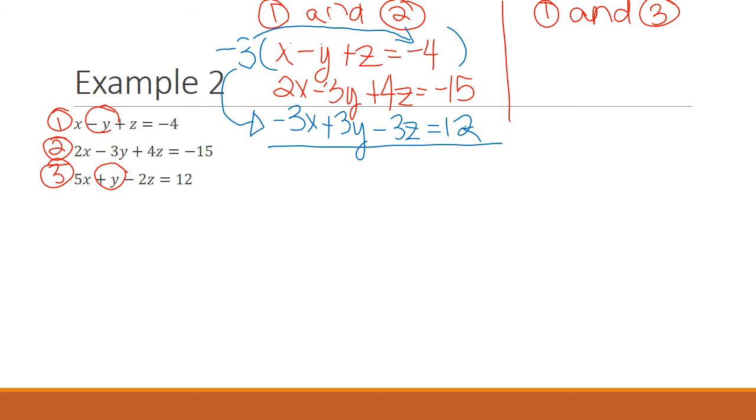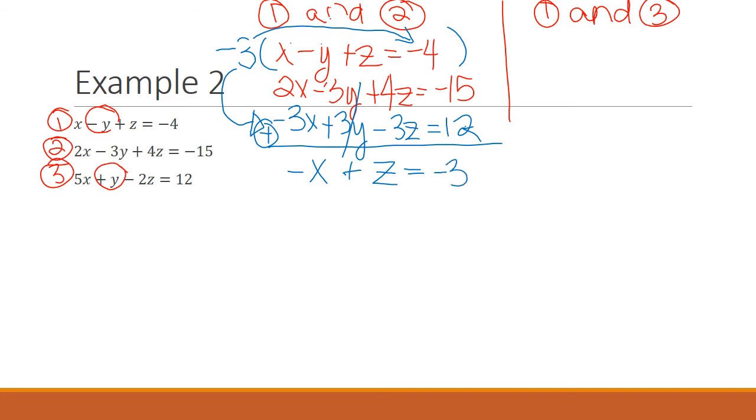Okay, so now that I've got this new equation where my y's will cancel out, I can add these together. 2x minus 3x is going to give me minus x. My y's cancel out. I have plus z equals negative 15 plus 12 would give me negative 3.